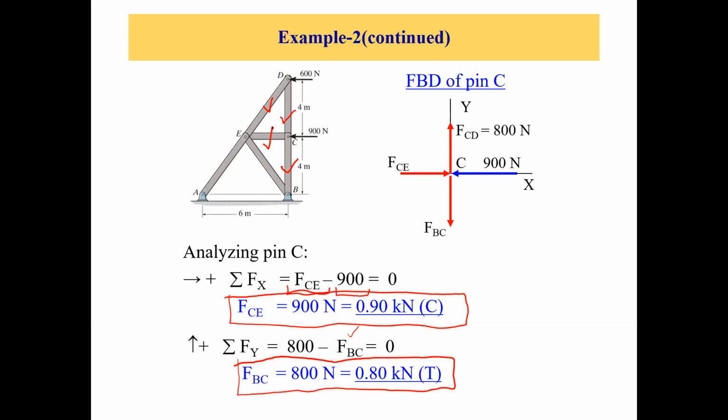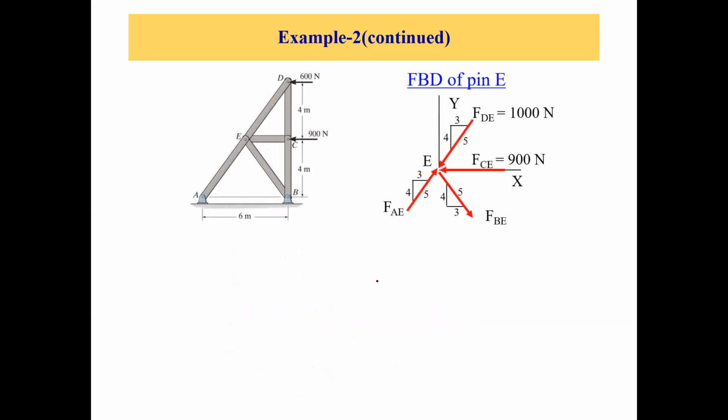So how many member forces are we left with? We are left with 2 member forces, right? So now let's solve joint E. For joint E, we already know this, so we only want to find out FEA and FBE, right? Okay.